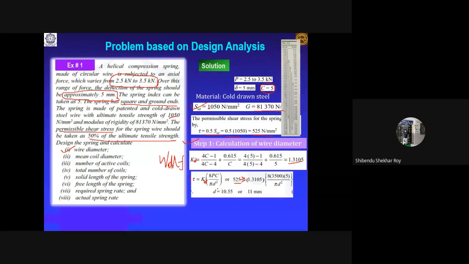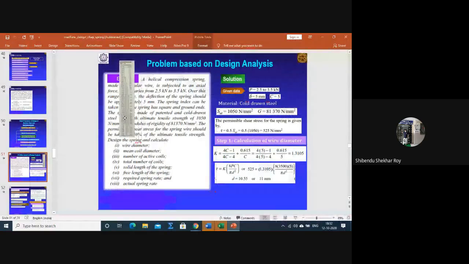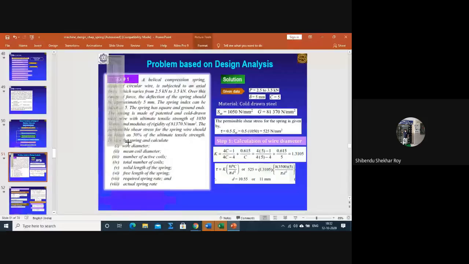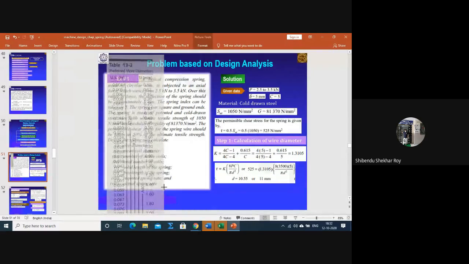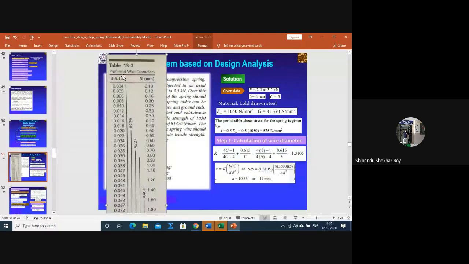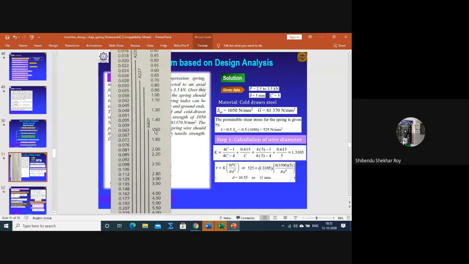From here you will get D should be greater than 10.5 millimeter. Now I would like to show you the data book. I don't know whether it will be visible or not. Now this is the preferred wire diameter available. You just see here.